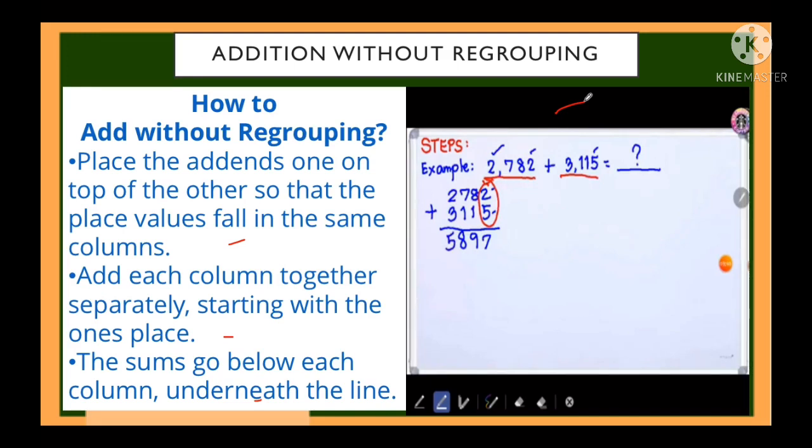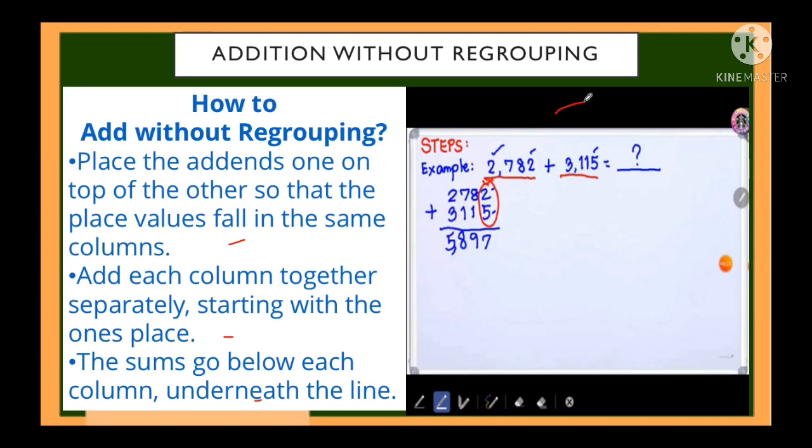So therefore, don't forget, if we have a thousands place, don't forget a comma here. It will separate the hundreds place and the thousands place. Alright? So we have here the answer, 5,897.